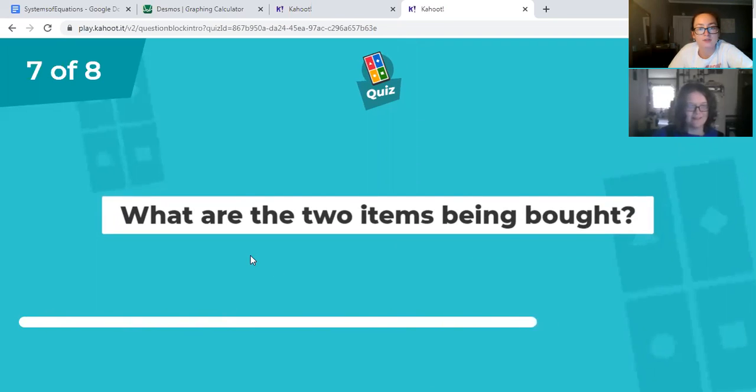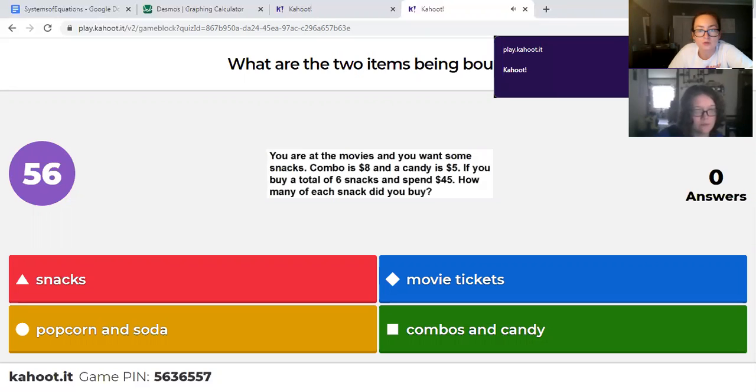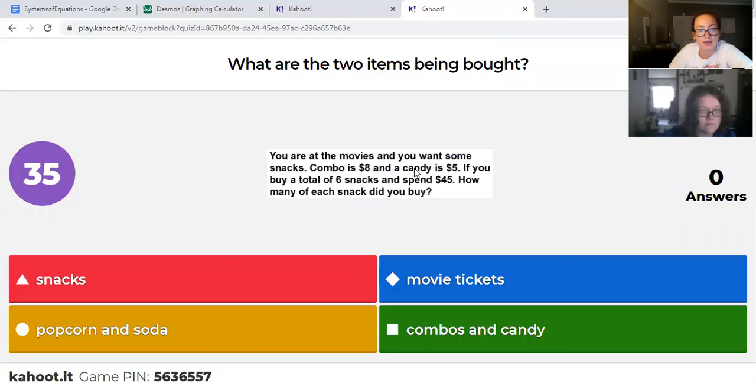All right. What are the 2 items being bought here? So you're at the movies and you want some snacks. The combo is $8 and a candy is $5. If you buy a total of 6 snacks and spend $45, how many of each snack did you buy? Okay, so this one, you're buying the combo and the candy.